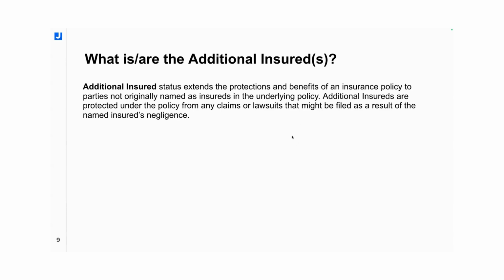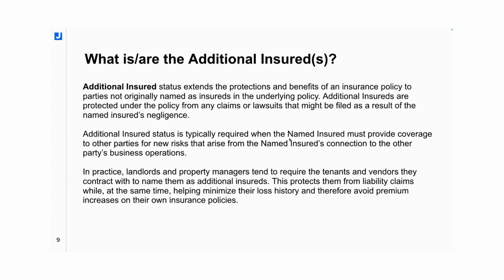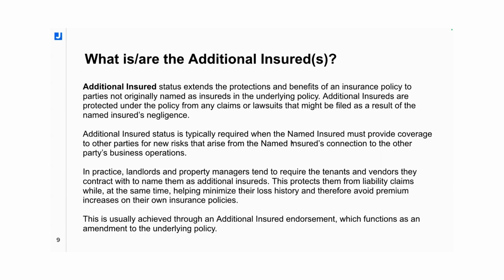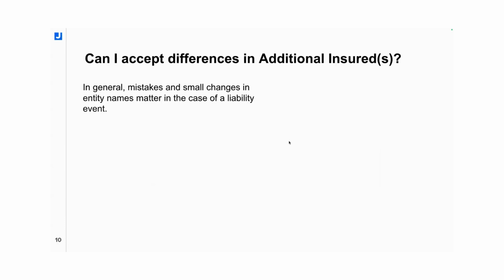So you have this often as a requirement. You may see it on a COI, you may see it in an endorsement. I'm having this here. I'm sure we'll share some of this information afterward. I won't read it all to you for time. But this is why it's important to have the correct additional insured. Can you accept differences? In general, small mistakes and changes in entity names do matter in the case of liability.